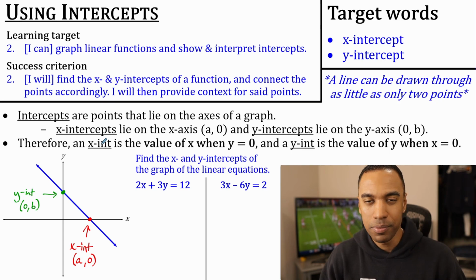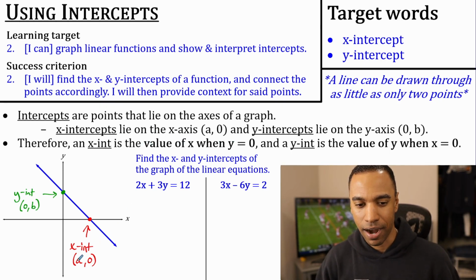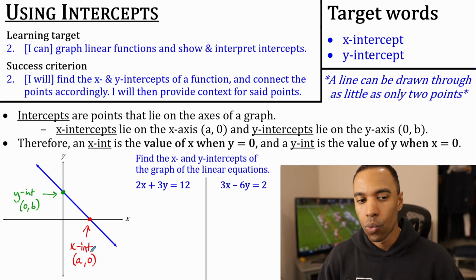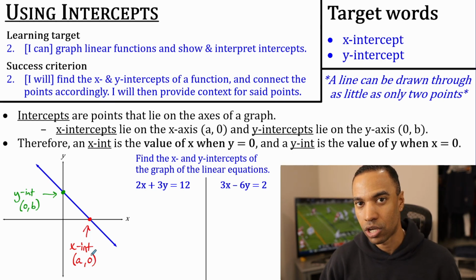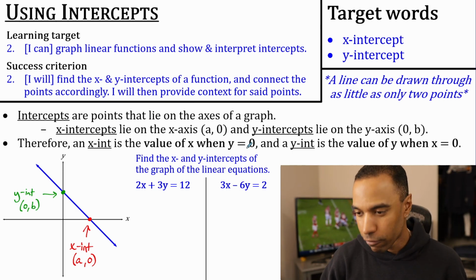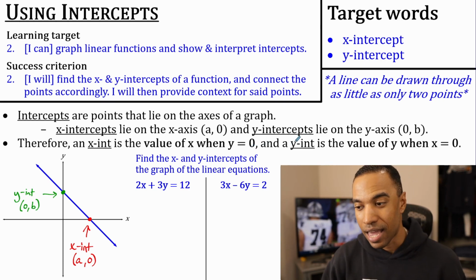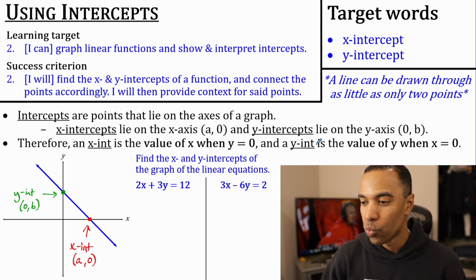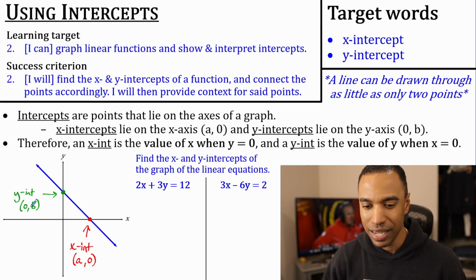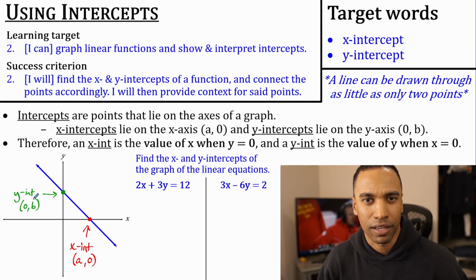The x-intercept is the value of x when y equals 0. Look at the coordinate pair, A, 0. When it crosses the x-axis, y is always 0. Always. Therefore, when y equals 0, that's where we'll find our x-intercept. And hey, when x equals 0, we can find our y-intercept right here. When x is 0, the y value is going to be whatever the B value is right there.